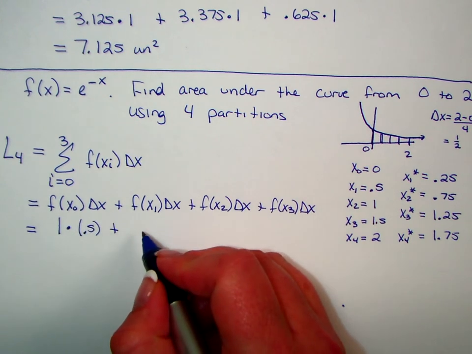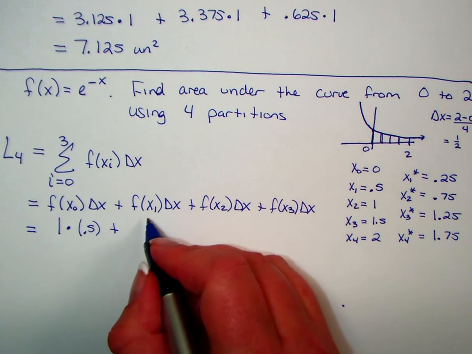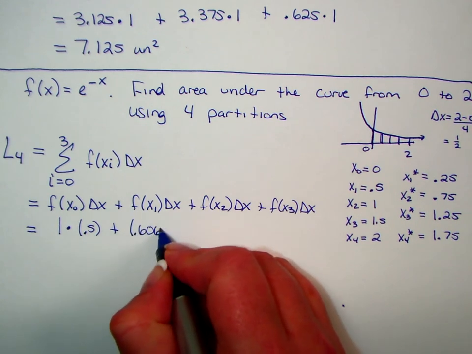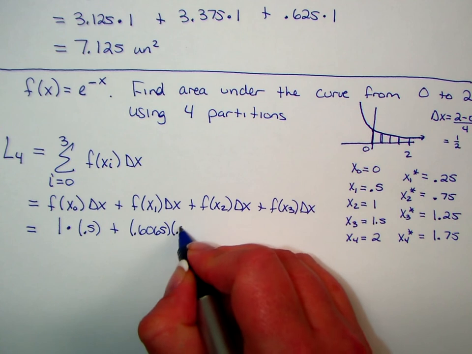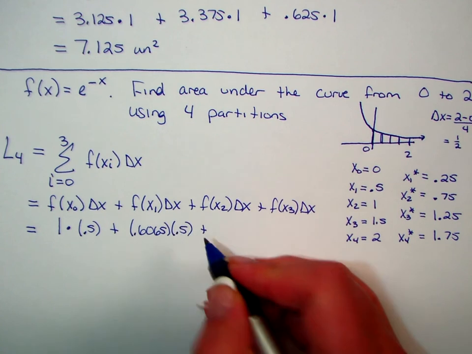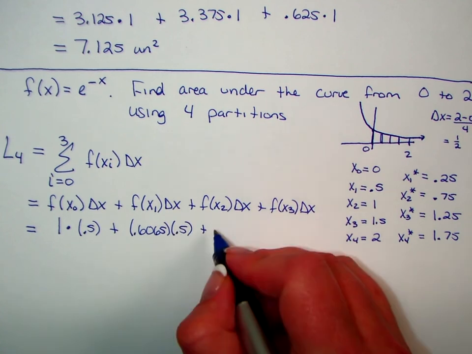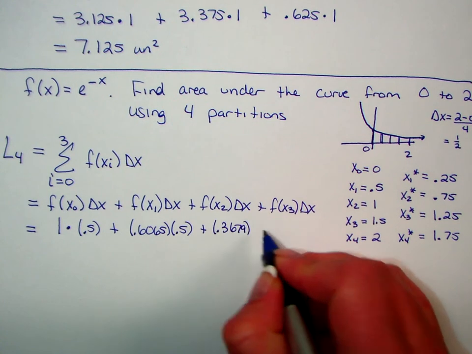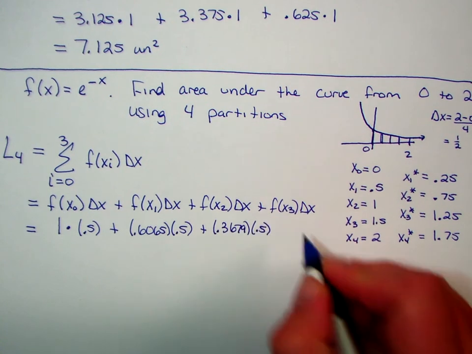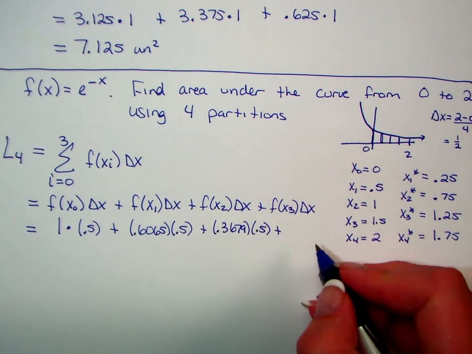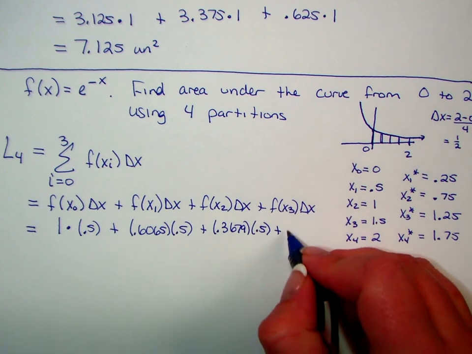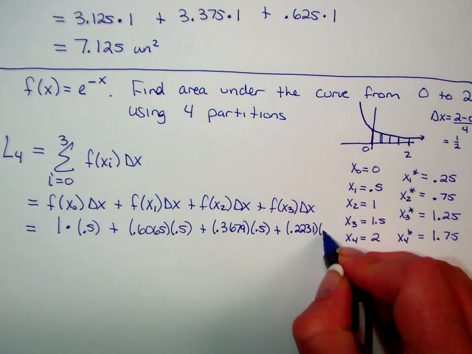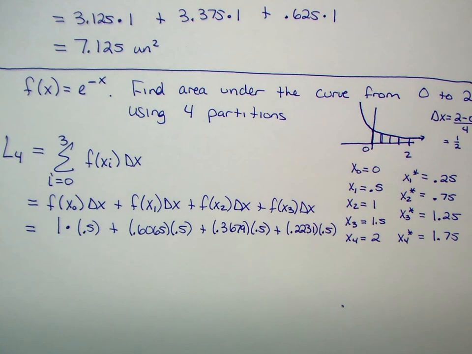All right, f of x sub 1, 0.5, was 0.6065 times delta x. The function at x sub 2 was 0.3679 times delta x. And the function value at x sub 3 is 0.2231 times delta x. All right.